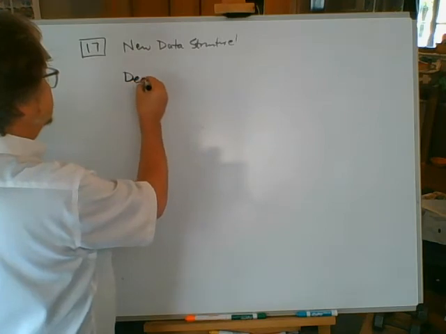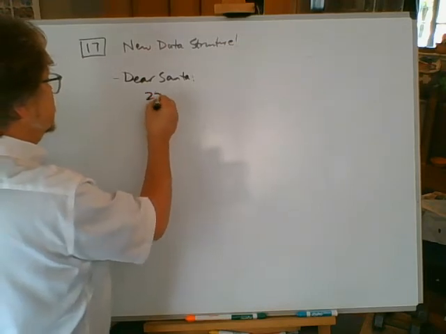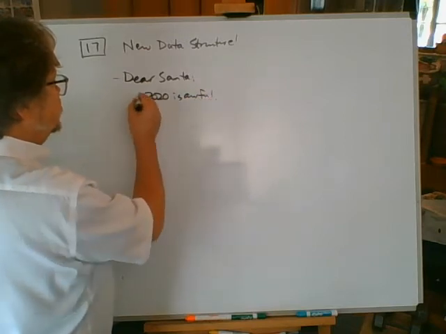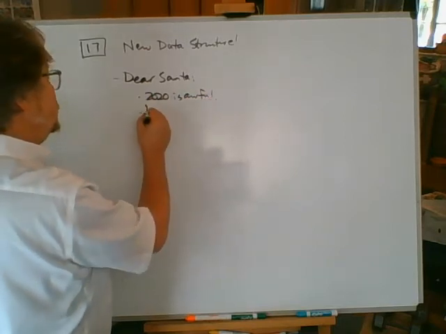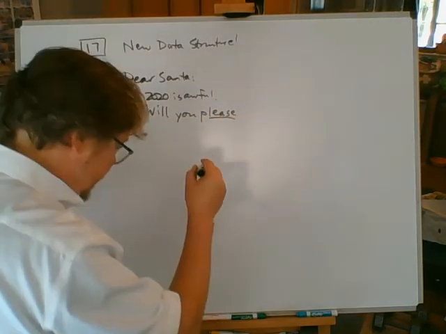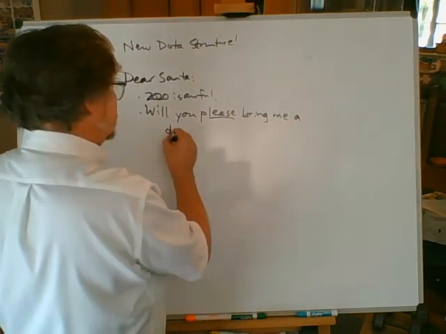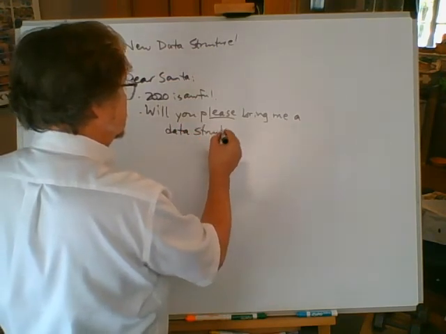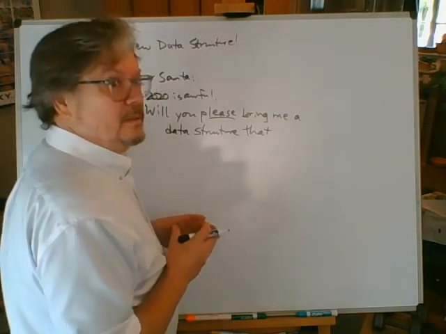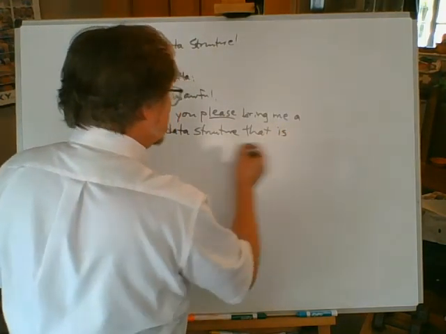Dear Santa, what am I going to write to Santa? 2020 has been awful. Will you please bring me a data structure that has the best of both worlds? What could that possibly be? That is unbounded.